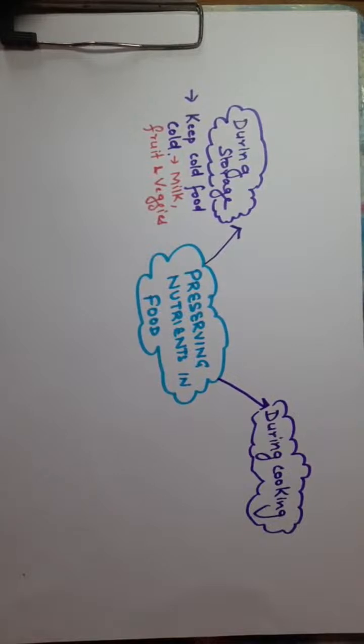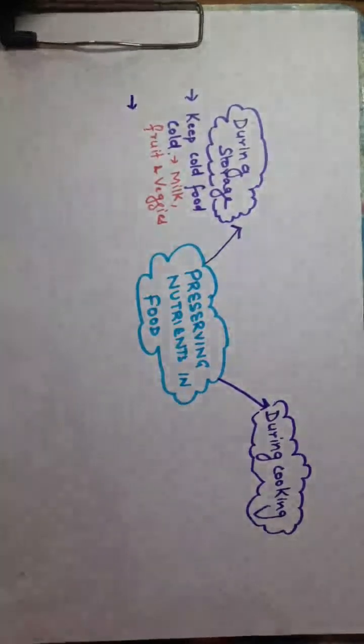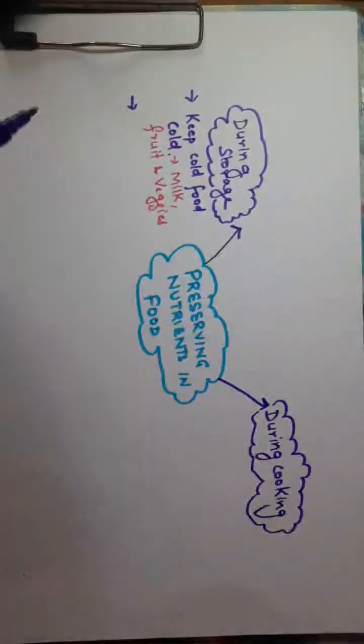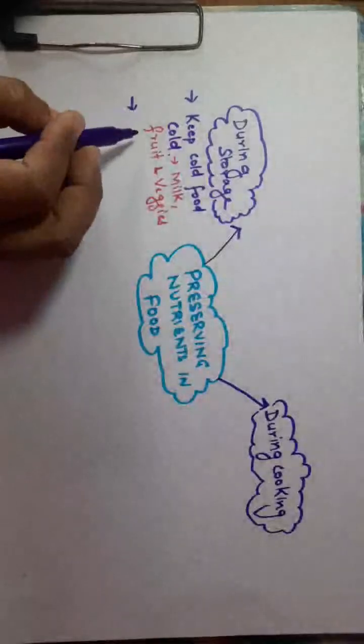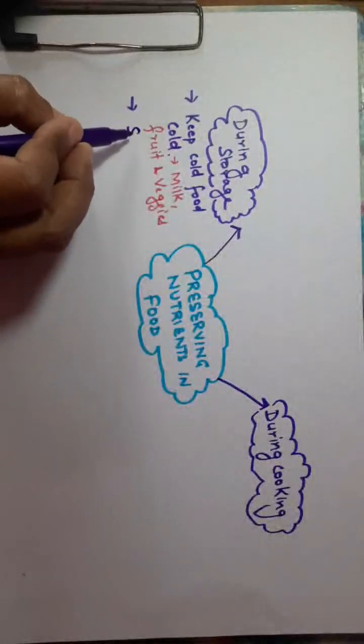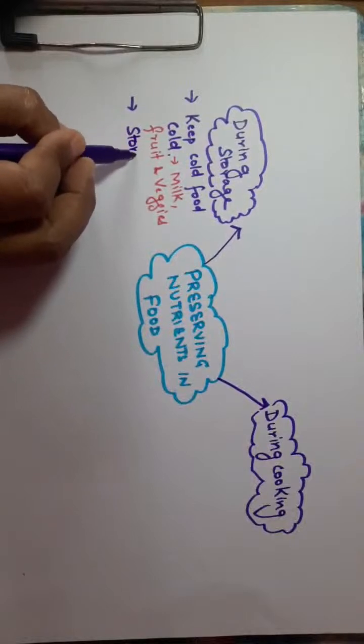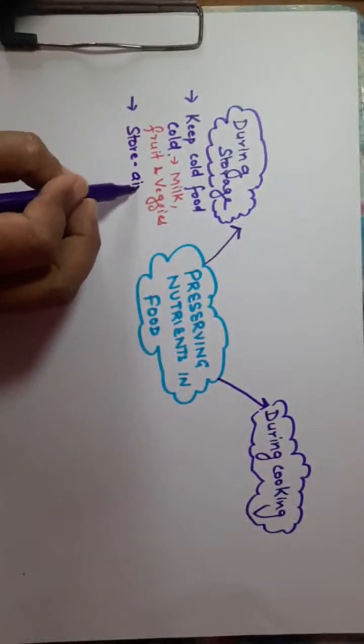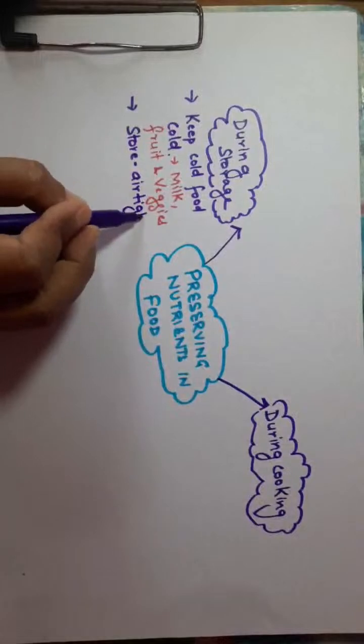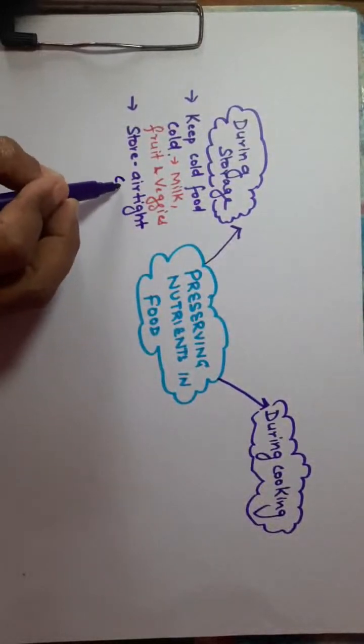So how can we keep them cold? We have to store them in a dark place where there is minimum sunlight, and we can keep them in the fridge also. Now suppose we are storing pulses or some powders, what can we do? We have to store them in airtight containers. Why are airtight containers required?